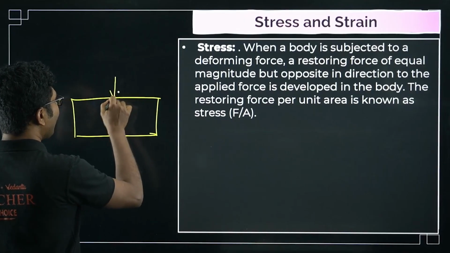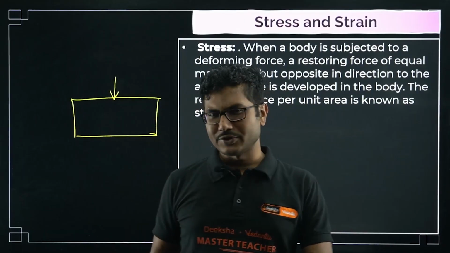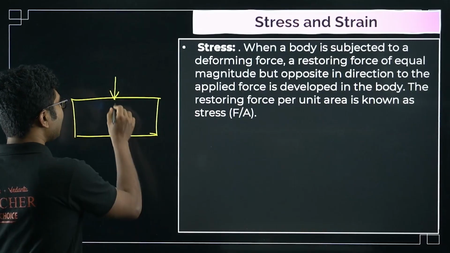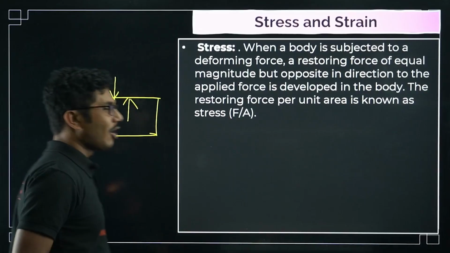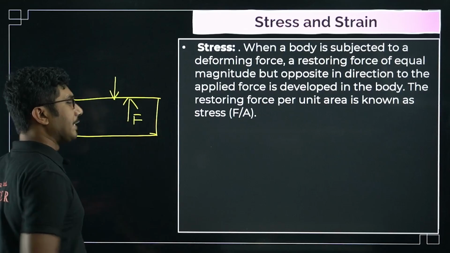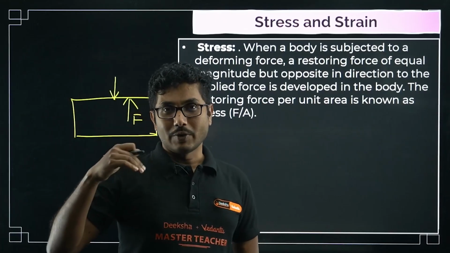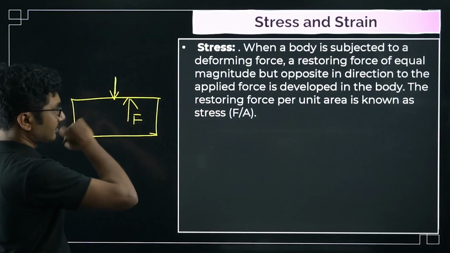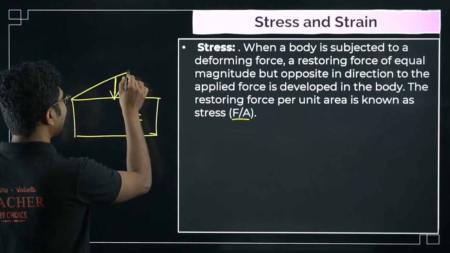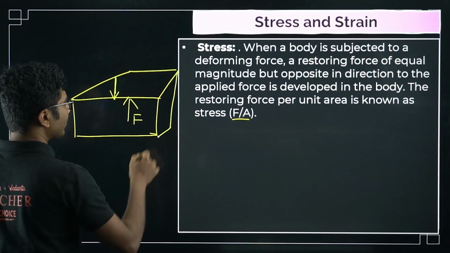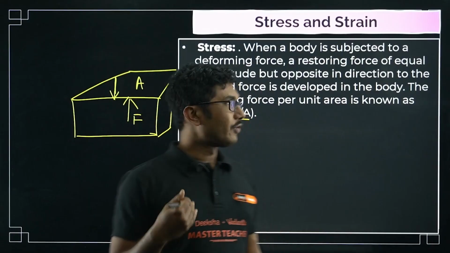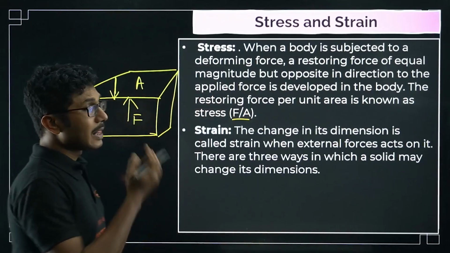If you try to compress it, if you try to change its dimension, maybe its length, there will be some resistance within the object. That resistance force, according to Newton's third law, up to a certain limit will try to prevent whatever force is being applied on the object. This restoring force per unit area, based on the area the restoring force will change. The restoring force per unit area is called stress.